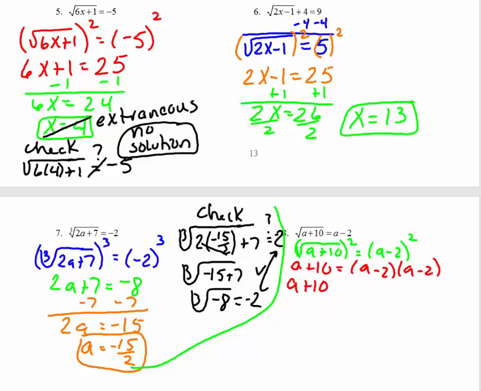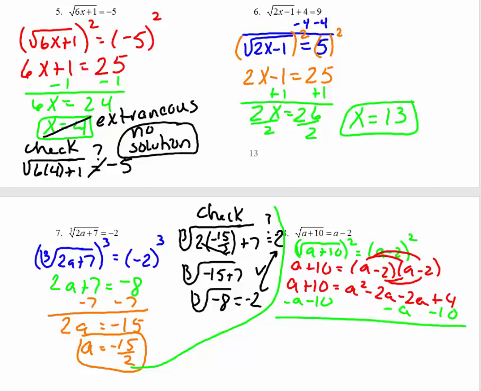So left side stays the same. When we multiply a times a, we get a squared. Outer gives me negative 2a, inner gives me negative 2a, and last gives me plus 4. This equation is quadratic because of the a squared, and since a squared is already positive, I'm going to take everything over to the right hand side. So I'm going to subtract a and put all those like terms together, and I'll subtract 10 and put those like terms together. So I get 0 equaling a squared, negative 2a minus a is negative 5a, so minus 5a, and positive 4 minus 10 is negative 6.